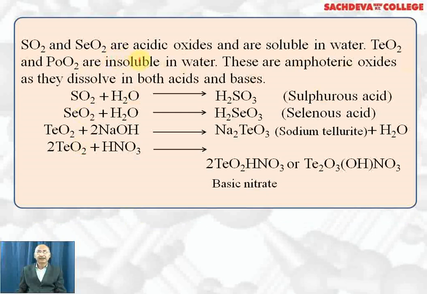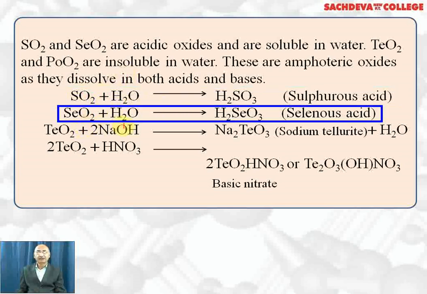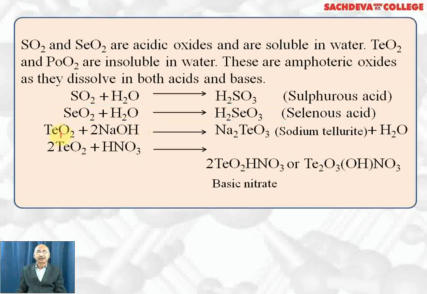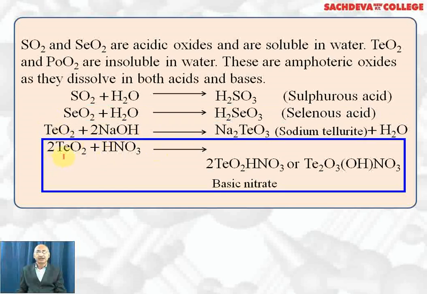SO2 and SeO2 are acidic oxides and soluble in water. Tellurium dioxide and polonium dioxide are insoluble in water, and these are amphoteric oxides as they dissolve both in acids as well as bases. SO2 dissolves in water forming sulfurous acid. Selenium dioxide dissolves in water forming selenious acid. Tellurium dioxide dissolves in NaOH to form sodium tellurite plus water, and it also dissolves in HNO3 and forms a basic nitrate, which can be written as TeO2.HNO3 or Te2O3(OH)NO3. Due to the OH ion, this is basic in nature.